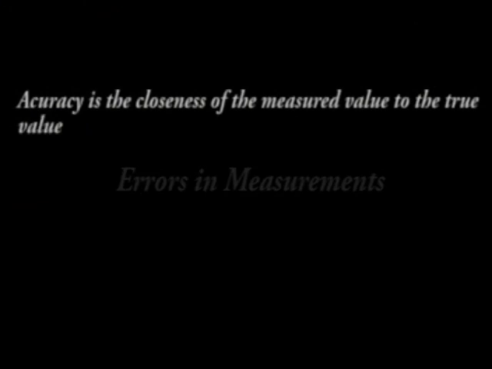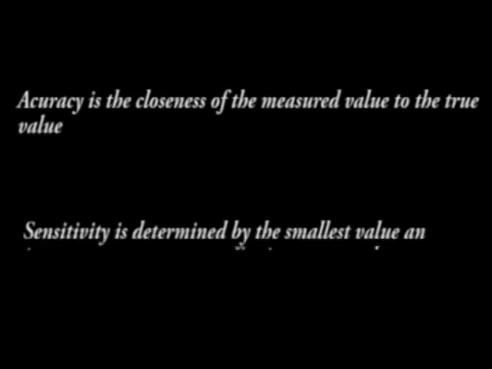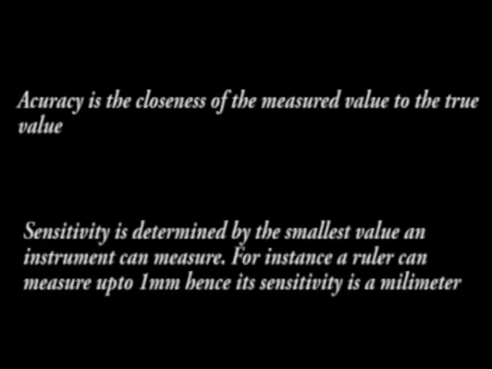Errors in measurements. Whenever an instrument is used to measure certain physical quantities, for example length, the accuracy depends on the sensitivity of that instrument. Accuracy is the closeness of the measured value to the true value. Sensitivity, on the other hand, is determined by the smallest value an instrument can measure. For instance, a ruler can measure up to 1 millimeter, hence its sensitivity is a millimeter. Therefore, when using a ruler, we cannot have a value of 0.1 millimeter. It will be misleading.